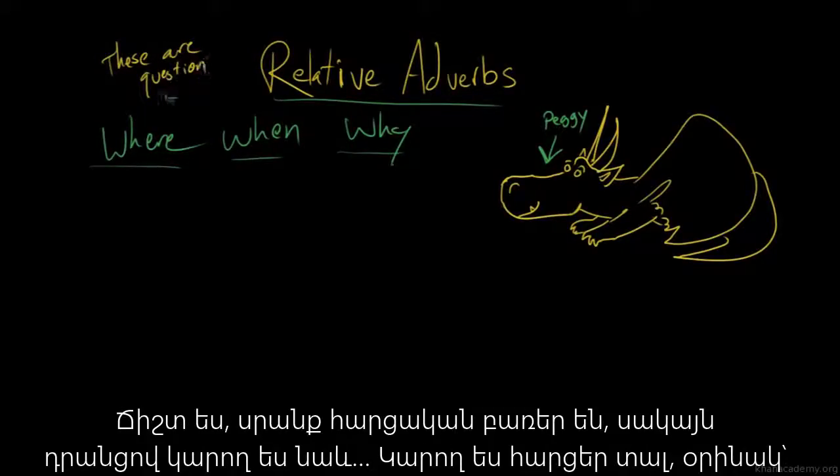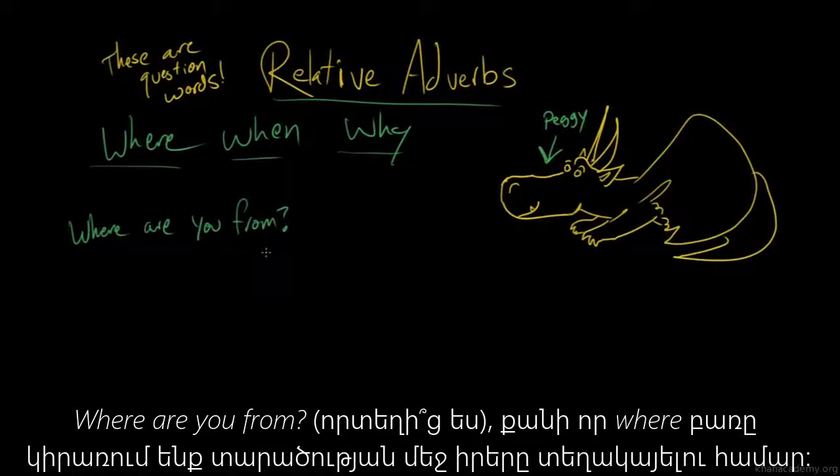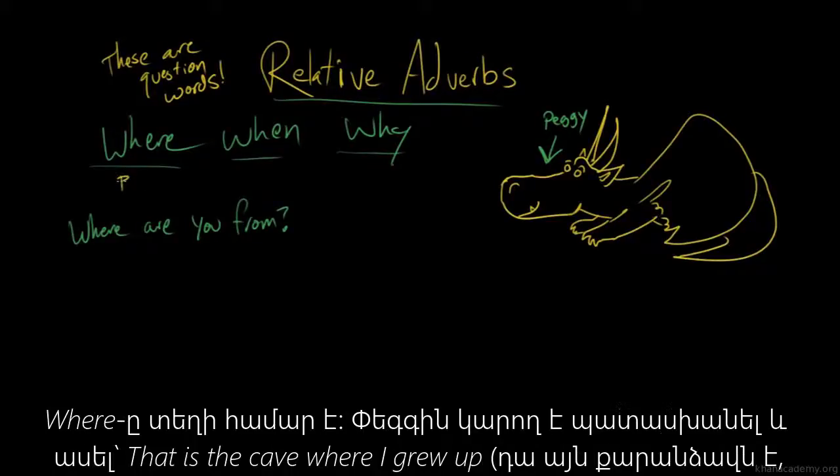These are question words. But you can also use them to ask a question like, where are you from? Because we use the word where to figure out where stuff is in space. So, where figures out place. So Peggy could respond and say, that is the cave where I grew up.